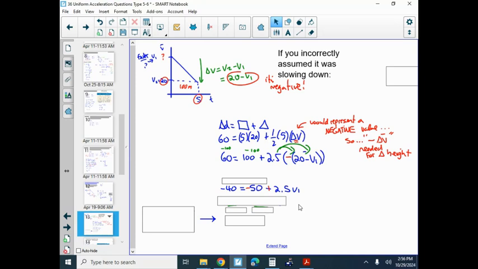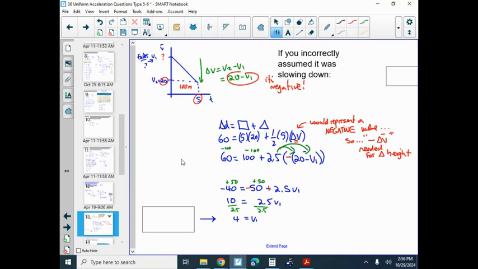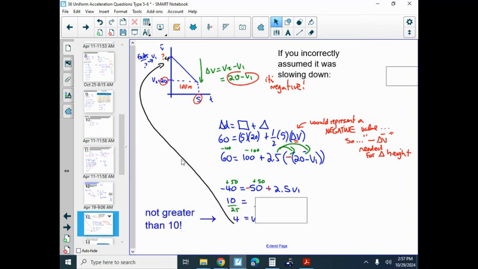So this is what we get. Multiplying that out, we get a minus 40 from taking the 100 away, a minus 50 from that, plus 2.5 V1. Then we add 50 to both sides. We divide both sides by 2.5, and we end up with an answer of 4. Well, that can't be the case, right? So if you look up here, that can't be 4. You can't decrease from 4 down to 20. It just doesn't make sense. That's not greater than 10, so clearly there's a wrong assumption.